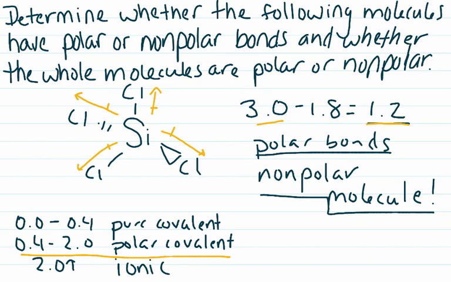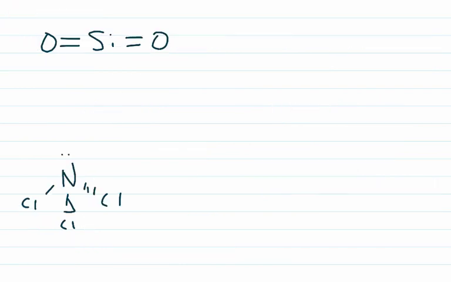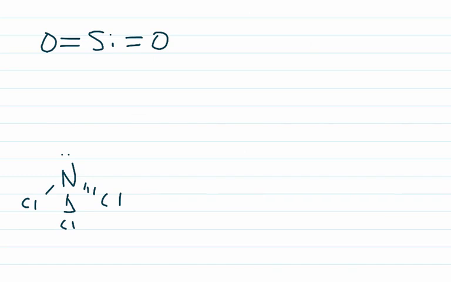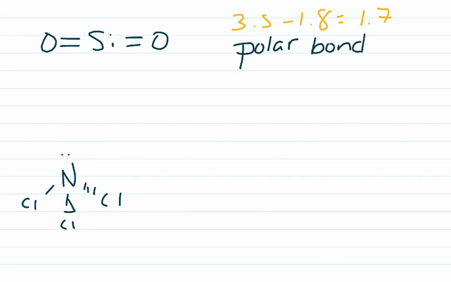Now that can be counterintuitive, so let's look at a couple more examples. Here we have silicon dioxide. Let's first look at the bonds between silicon and oxygen. If we look at their electronegativities, oxygen has 3.5 and silicon has 1.8. So let's subtract 3.5 minus 1.8. It gives us 1.7. This is between 0.4 and 2.0, so that is a polar covalent bond.